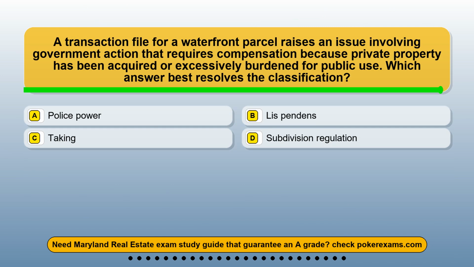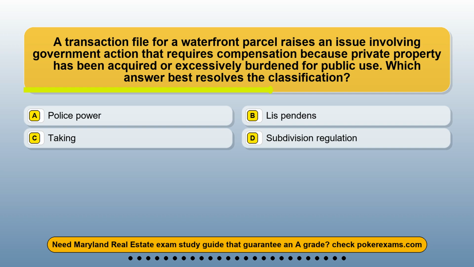Question 23. A transaction file for a waterfront parcel raises an issue involving government action that requires compensation because private property has been acquired or excessively burdened for public use. Which answer best resolves the classification? Option A, police power. Option B, lis pendens. Option C, taking. Option D, subdivision regulation.